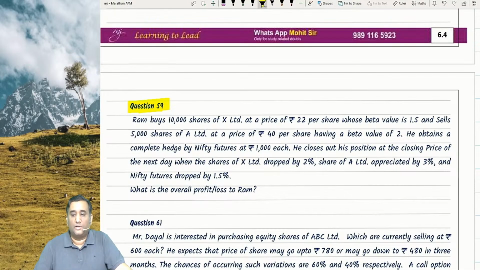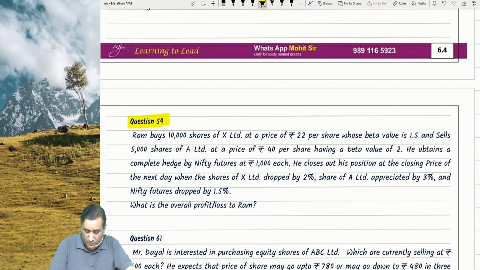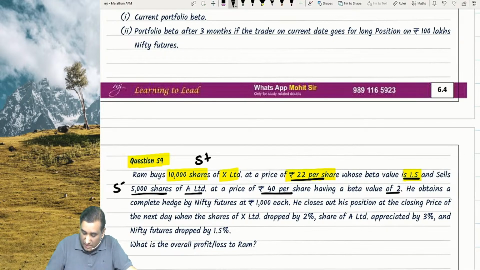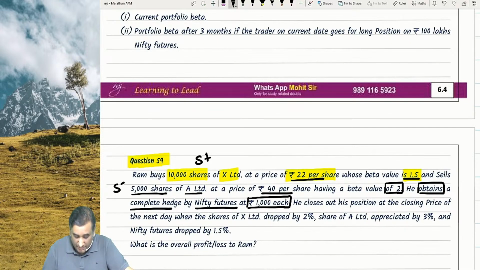What we do. Let me try this. Ram buys 10,000 shares of X Limited, the price of which per share is 1.5. Next, he sells 5,000 shares of A Limited at 40. With the money obtained, he obtains a complete hedge by Nifty futures, 1000 each.